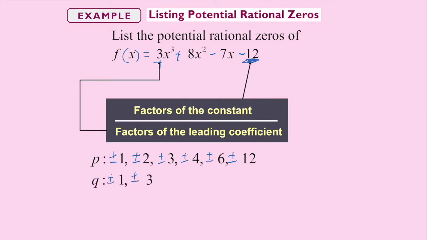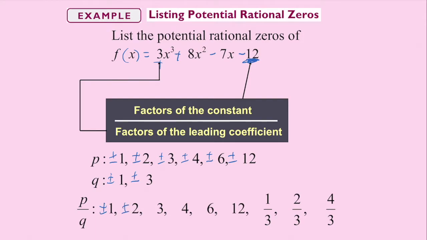So then what I do is I take all possible fractions. I take 1 over 1, which would give me plus or minus 1, 2 over 1, which would give me plus or minus 2, 3 over 1, which would give me plus or minus 3, 4 over 1, which would give me plus or minus 4, 6 over 1, which would give me plus or minus 6, and 12 over 1, which would give me plus or minus 12.